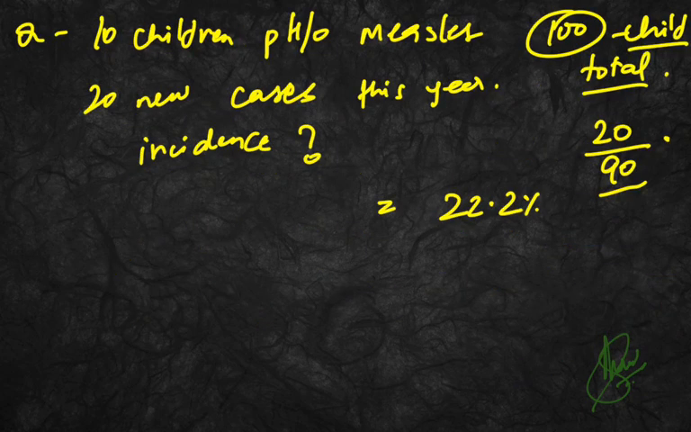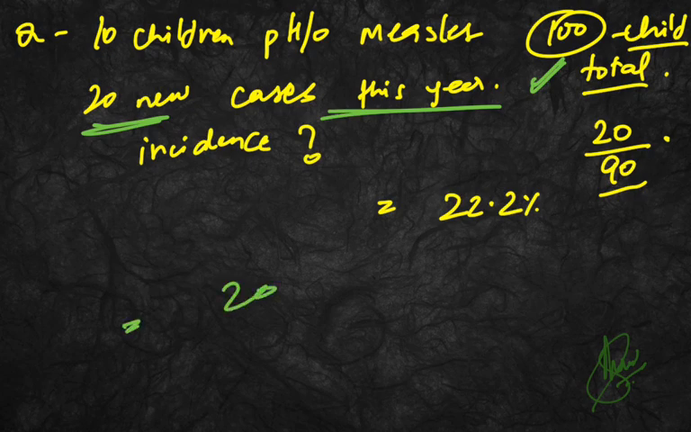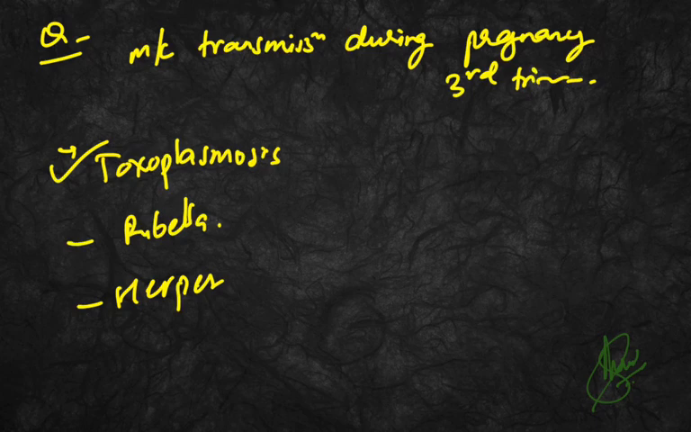10 children had a past history of measles. 20 new cases this year. Total 100 children are in the village. So incidence is new cases over total minus previous cases, that is 90. So that will come to 22.2%. That will be the correct answer.